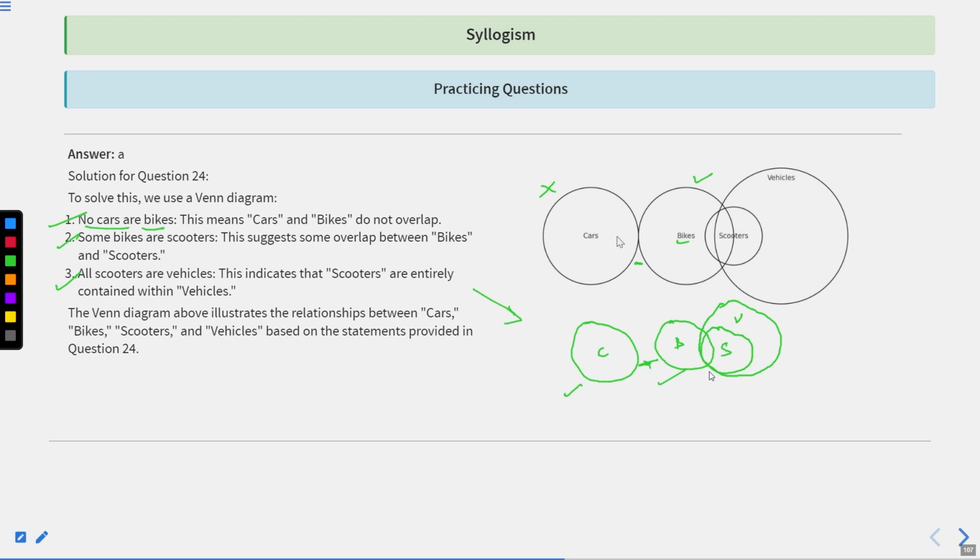Some bikes are scooters. Yes, we can see that there is an overlap between scooters and bikes. So this particular statement is correct. And all scooters are vehicles, meaning the whole circle of vehicles will encompass the circle which represents scooters. तो ये जो है आपका correct Venn diagram है.